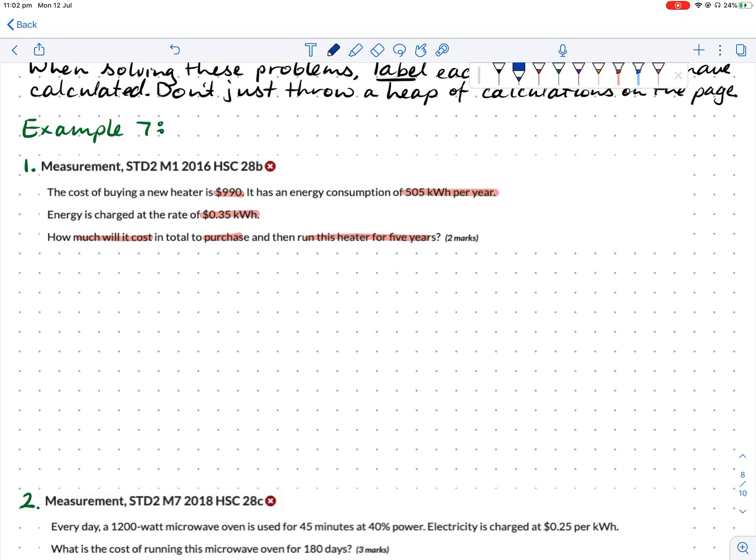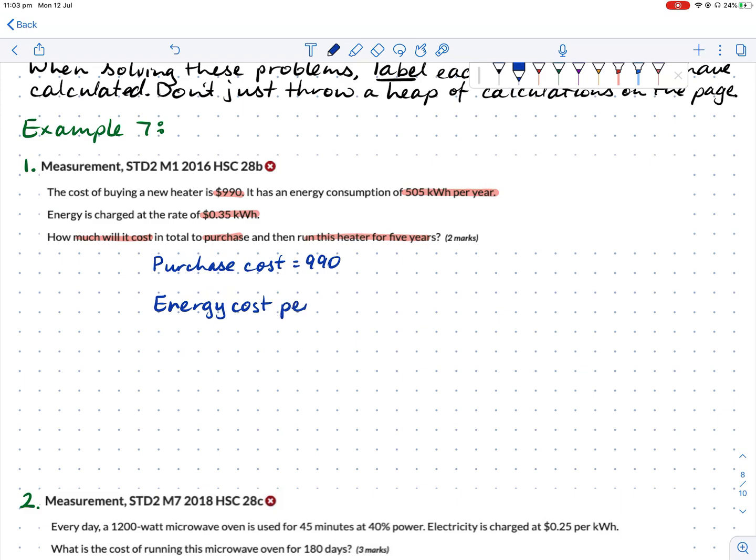So what we need to do is first work out the cost of the heater and then the cost of the electricity. The cost of the heater is your purchase cost, and that's simply $990. You're not going to buy a new heater every year. So you need to make sure you keep that cost separate to the electricity. What we can now do is work out how much it costs to run the heater for 1 year first.